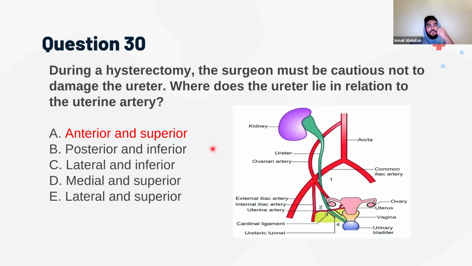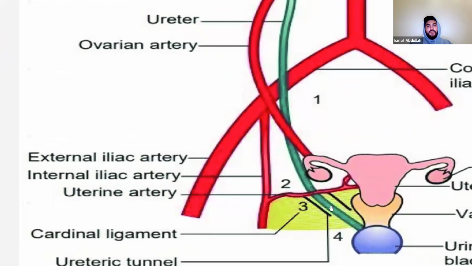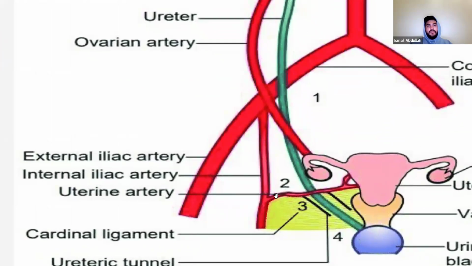I think that might cause a confusion. So I hope it's clear. I'm just going to zoom in a bit. Can you see the zoom in? So this is the ureter, and this is the uterine artery right here.